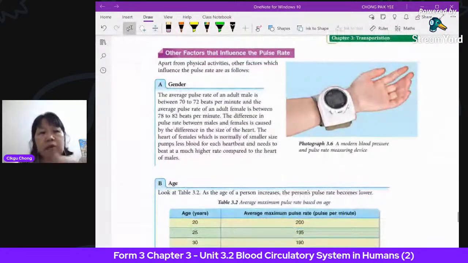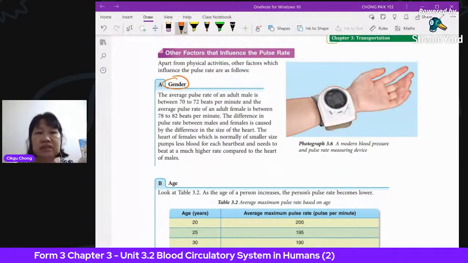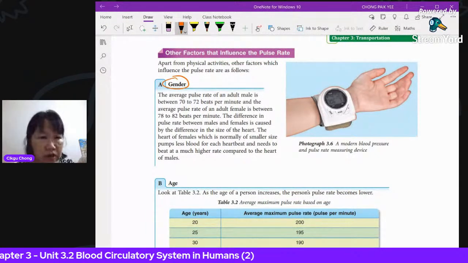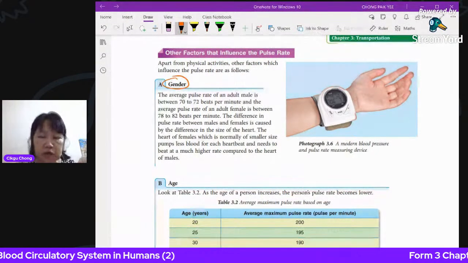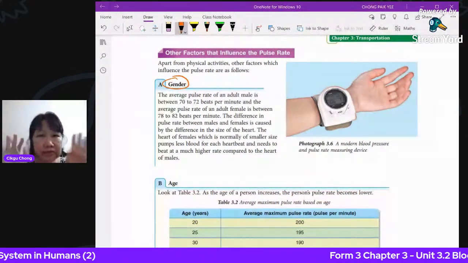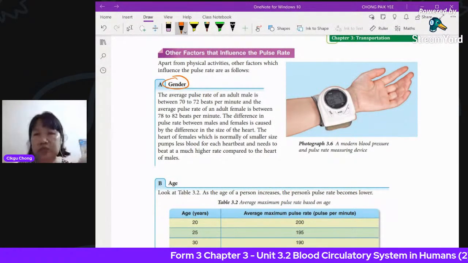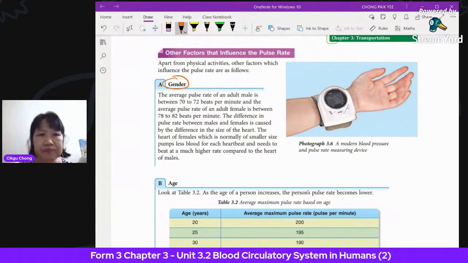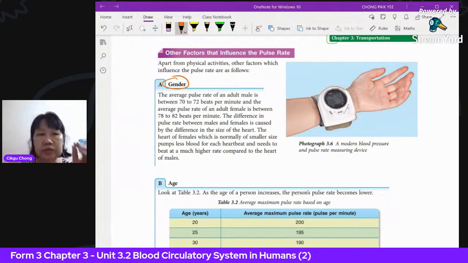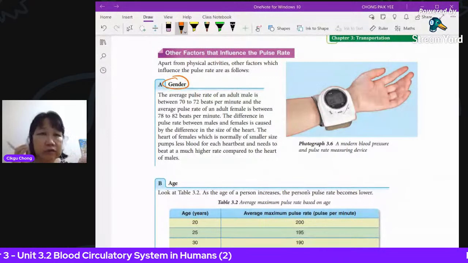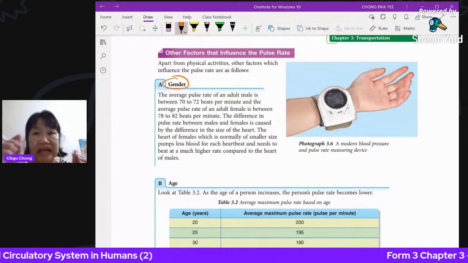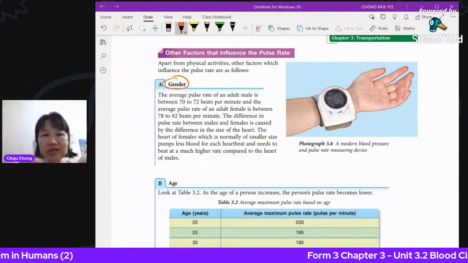Number one is gender, whether you're a boy or a girl. There's a difference. Usually for a man or woman of the same age, same height, everything the same, except one is a boy and one is a girl, the heartbeat of the female is a little bit higher than the male. Now why? Let's see.